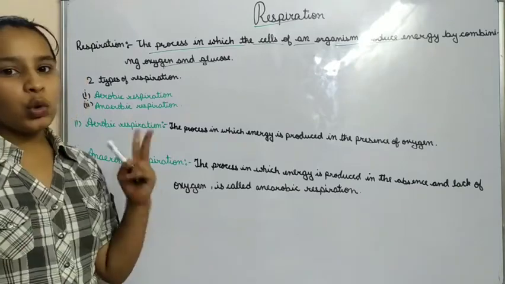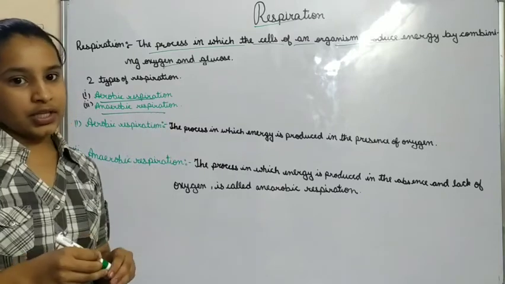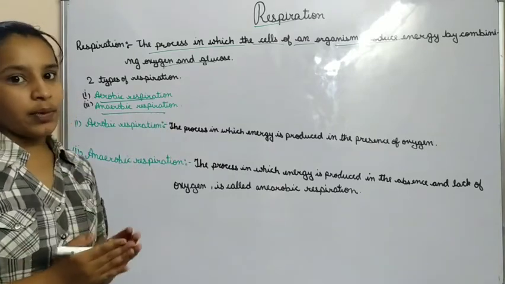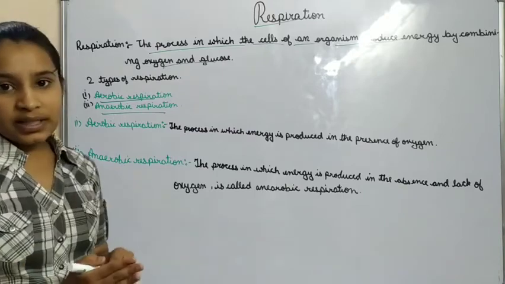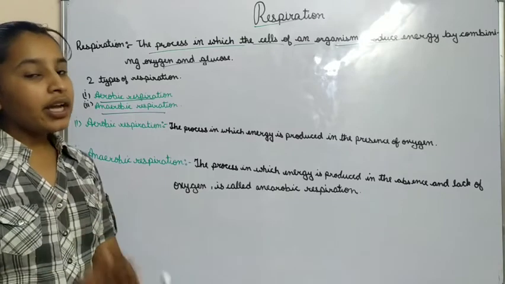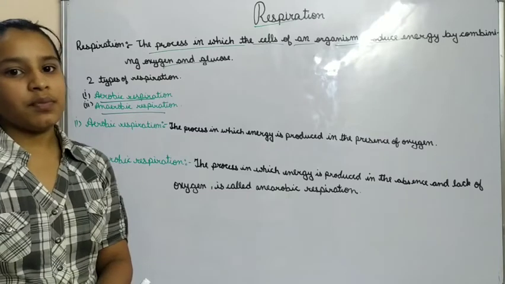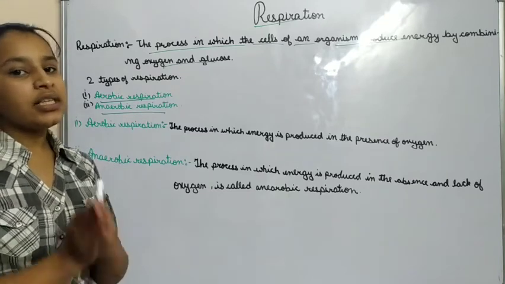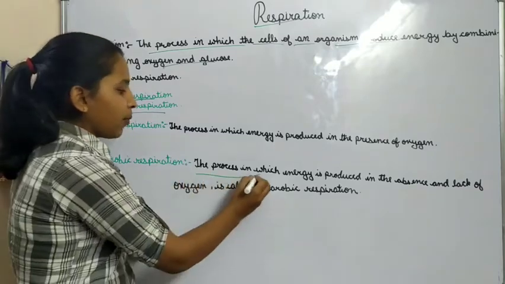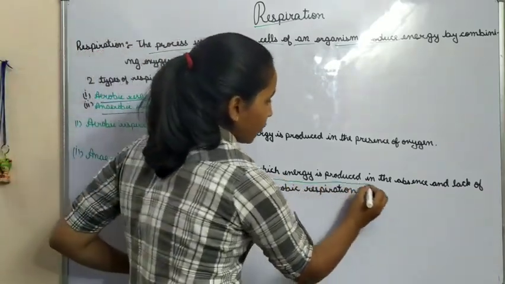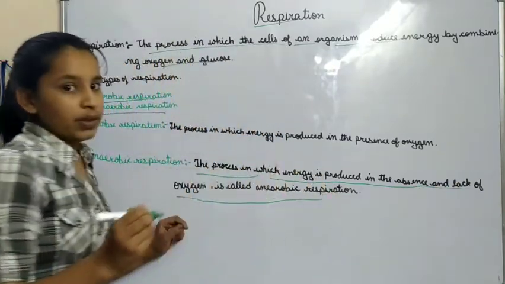There are two types of respiration, aerobic respiration and anaerobic respiration. First we will study aerobic respiration and then anaerobic respiration. Aerobic respiration is the respiration in which energy is produced in the presence of oxygen, and anaerobic respiration is just opposite to aerobic respiration. The process in which energy is produced in the absence or lack of oxygen is called anaerobic respiration.